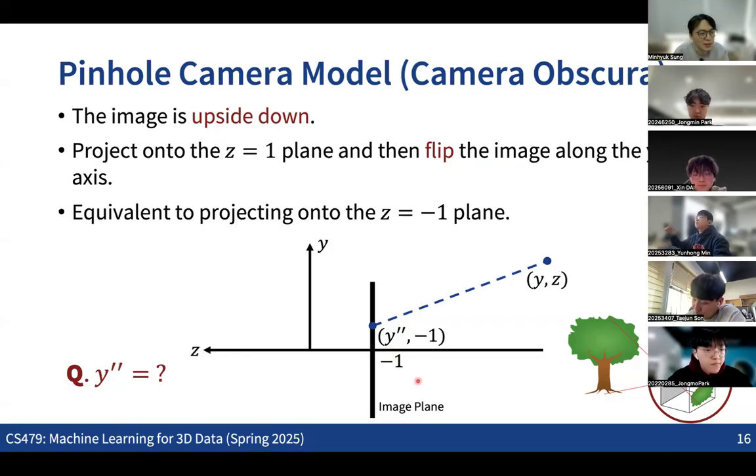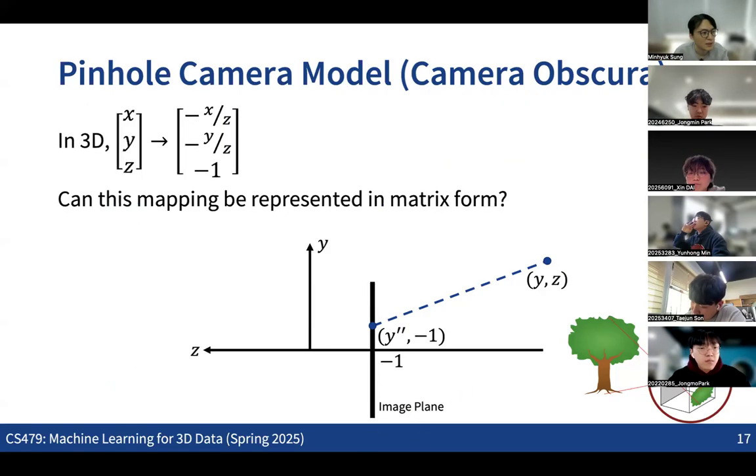What you can see is that this is the case where we are only seeing the 2D slice with the YZ plane. But if we see the same thing in 3D space, the projection of the pinhole camera is the same as mapping all the X, Y, Z coordinates into a new point with coordinates minus X over Z, minus Y over Z, and -1. So we have a function mapping all the X, Y, Z coordinates into these new coordinates. Clear?